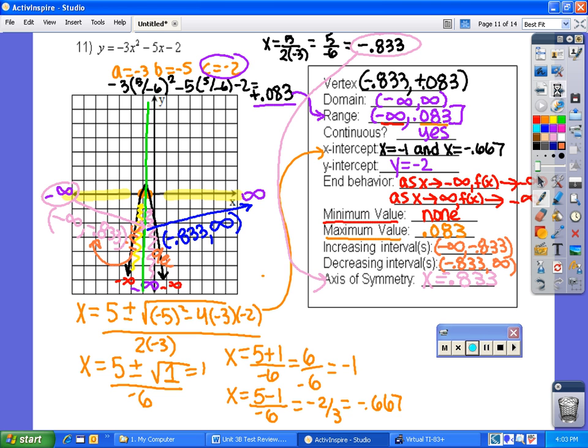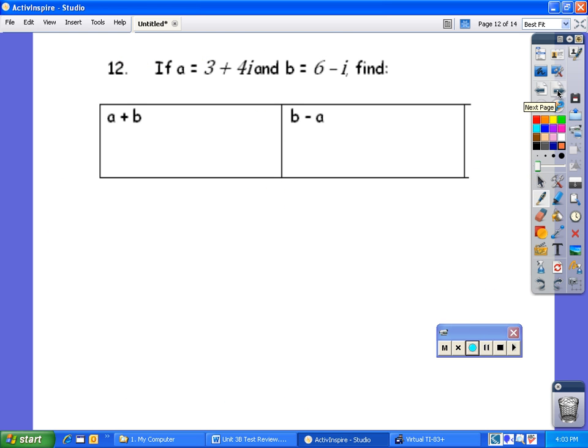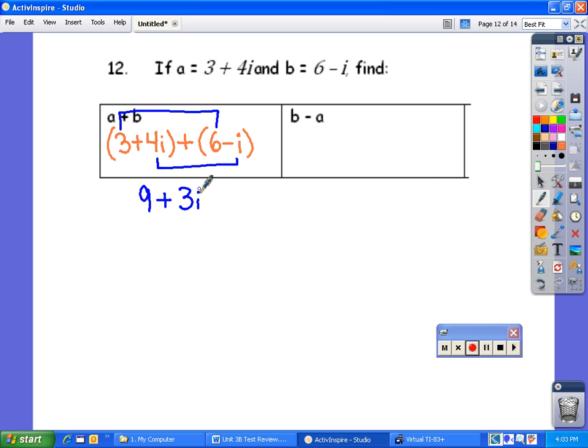Alright, you had some i questions at the bottom as review, so let's look at the first one. If A is 3 plus 4i and B is 6 minus i, find A plus B. You might see this again, so we're just reviewing. 3 plus 4i plus 6 minus i means that you're going to combine like terms. So 3 plus 6 is 9. 4 plus negative 1 is 3. So there is your final answer.